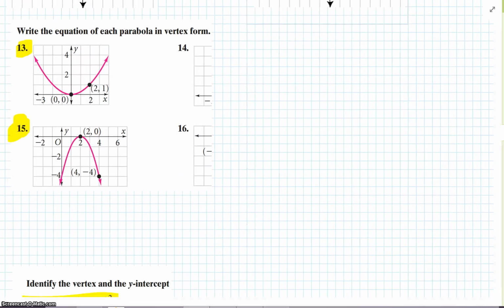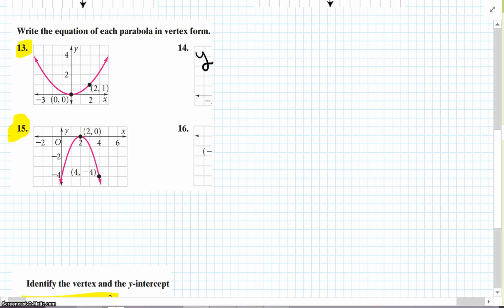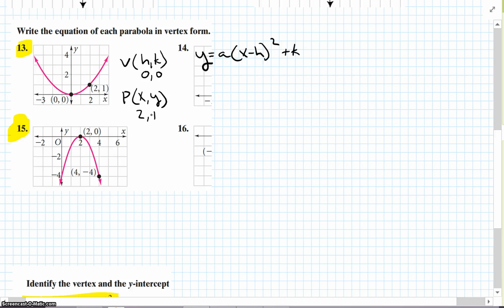Write the equation of the parabola in vertex form. So number 13, we know the equation of a parabola is y equals a times x minus h squared plus k. We know the vertex is going to give us h comma k, and we know any point on the graph is going to give us x comma y. So the vertex is 0, 0, so we can plug that in for our h and k values. The point it gives us is 2, 1, so we can plug that in for our x and y. So now we're going to solve for a, and then we'll be ready to go.